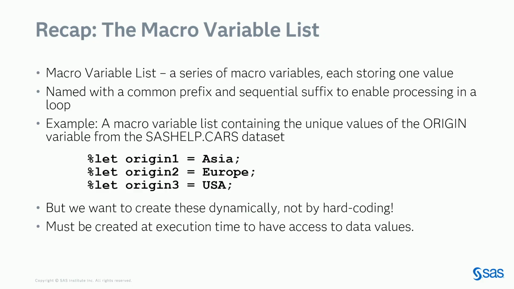But we didn't want to hard code those in there. We wanted to write code that was data-driven. And so we created a macro variable list, and the list had 3 variables, origin1, origin2, origin3, which contained those 3 values.